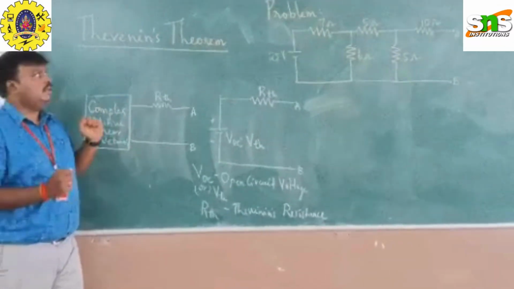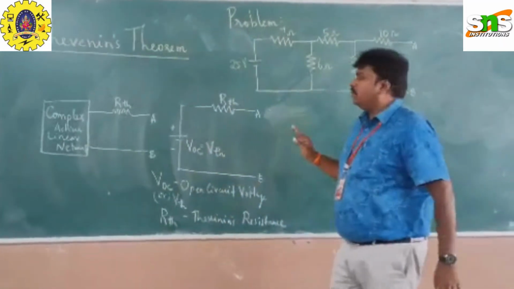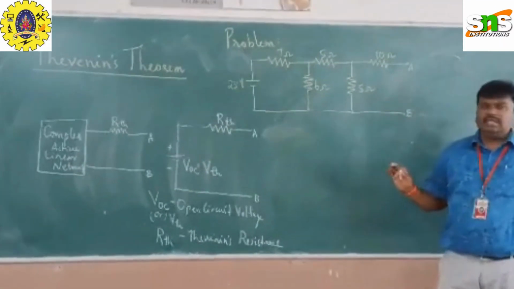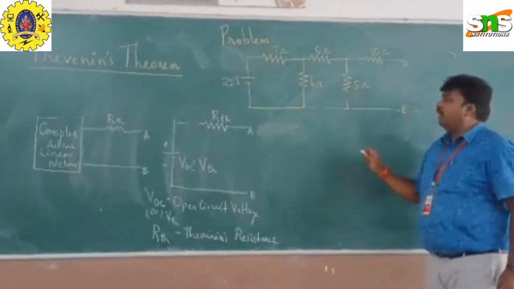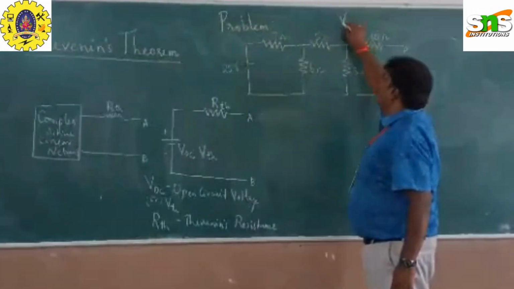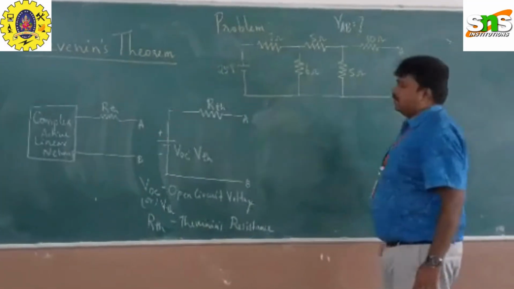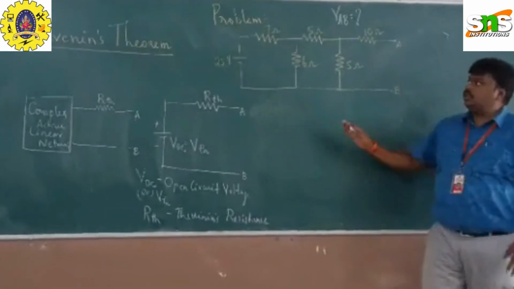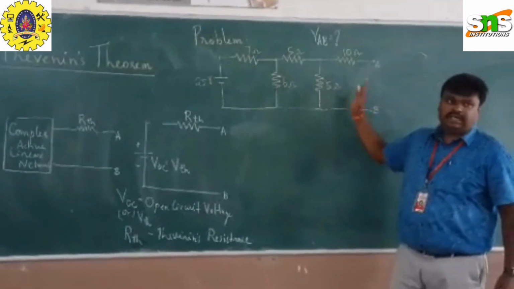Based on this theorem, we will solve one problem so that you can understand the concept of Thevenin's theorem. Take this problem as a case. We need to find the value of voltage across VAB. This is the question asked. This circuit consists of a voltage source with some series parallel combination of resistances.